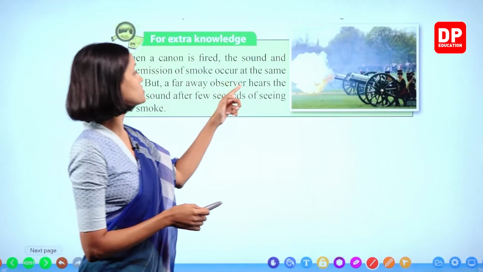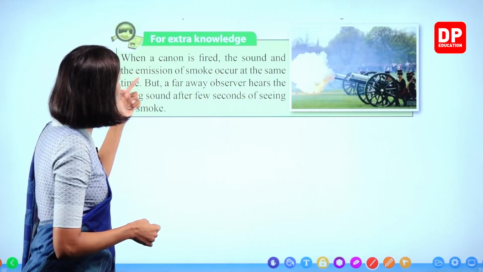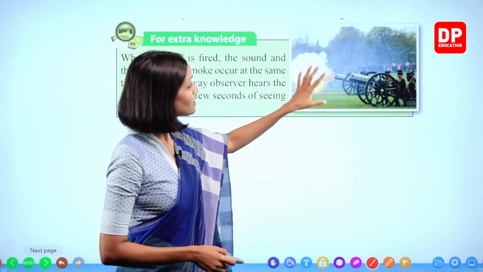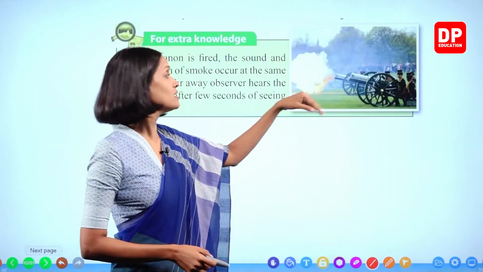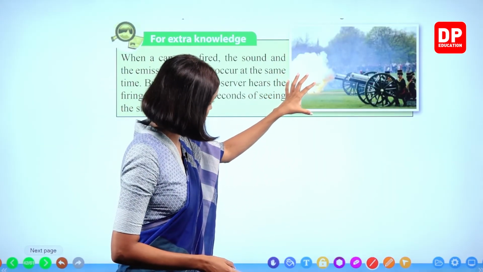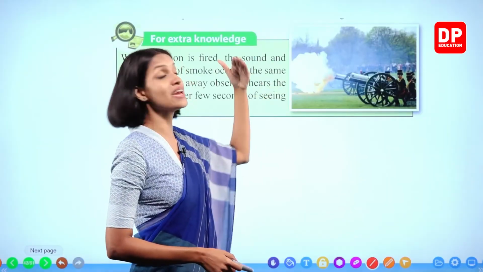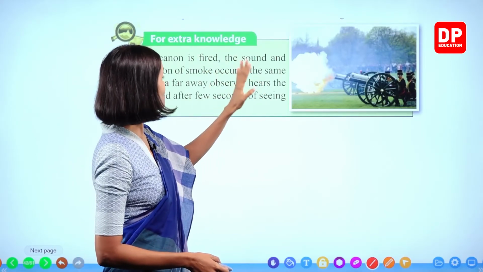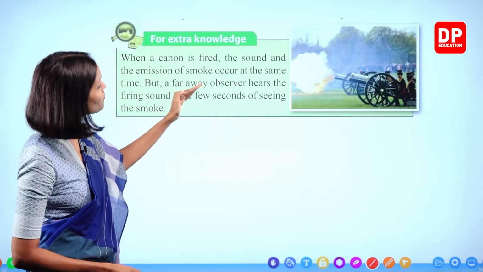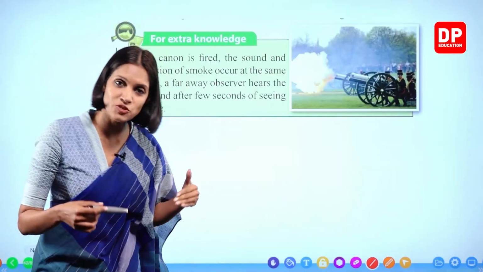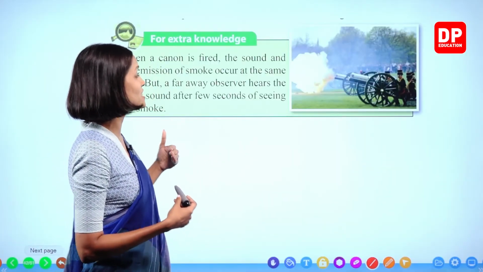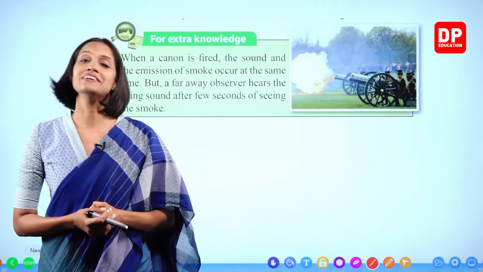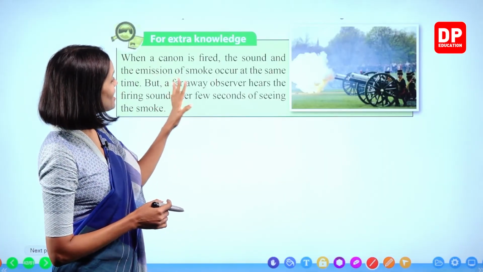But a far away observer hears the firing sound after a few seconds of seeing the smoke. Someone who's close by will experience both incidents, seeing the smoke and hearing the sound at the same time, right? But a far away observer hears the firing sound after a few seconds of seeing the smoke. This is also the same reason, that light travels faster than sound. Right, children? So I hope this part is clear now.